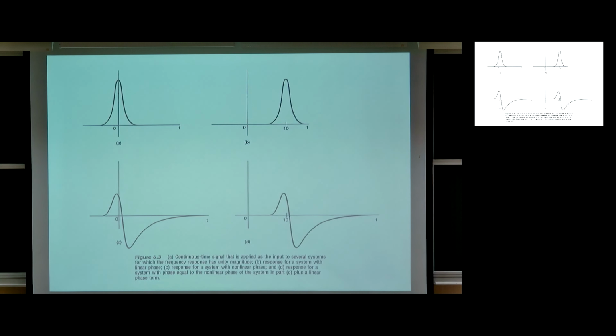So this is an example here. Suppose that this is x of t. Then if you pass it through a system with a linear phase, you will get something like this. So the shape does not change, but the signal is just delayed by t naught, which is 10 in this case. Okay. But suppose you pass the signal through a nonlinear system, a system with a nonlinear phase.